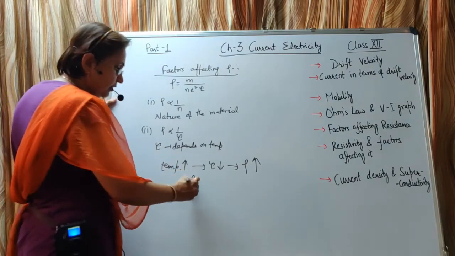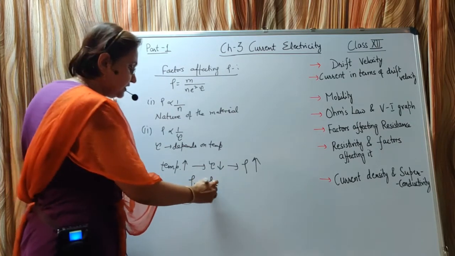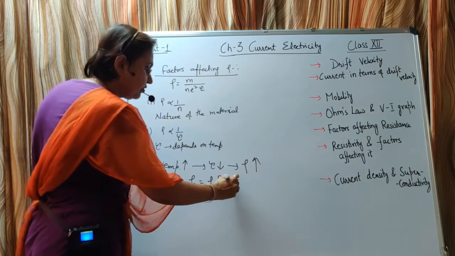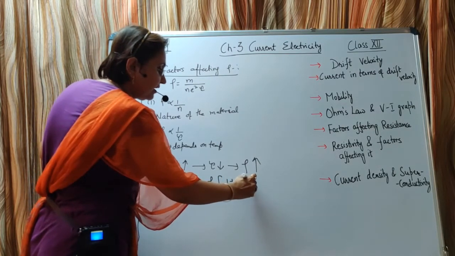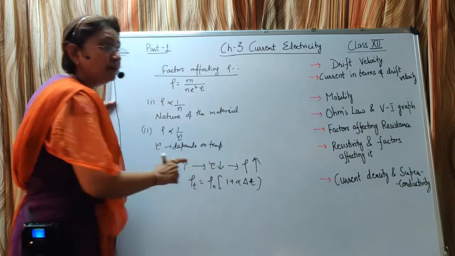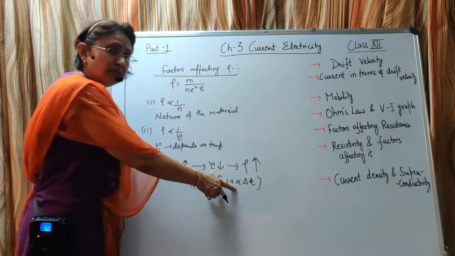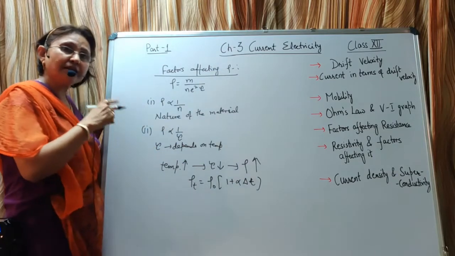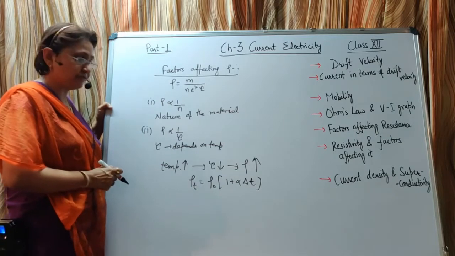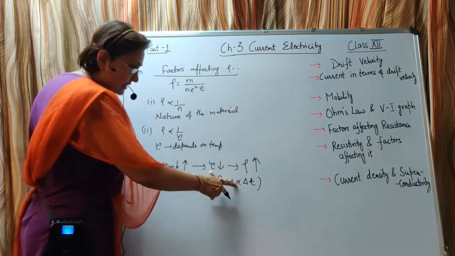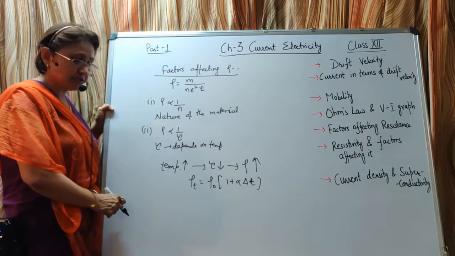Again the formula is rho_T, that is the resistivity at T degrees Celsius, is equal to rho_0 into 1 plus alpha into delta T. Here alpha is called the temperature coefficient of resistivity. When we define it for resistance, then this alpha is called the temperature coefficient of resistance. Here it is called the temperature coefficient of resistivity. So with the rise in temperature, the resistivity of a conductor increases.